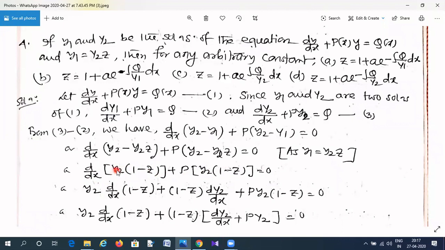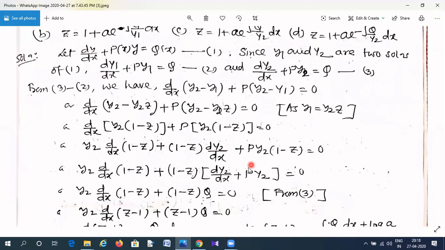If we take y2 as constant, now we'll differentiate 1 minus z with respect to x. So this will become d/dx of (1 minus z). Now we are taking 1 minus z as constant, so it will come out of the derivative, and d/dx of y2 plus p y2 into (1 minus z).